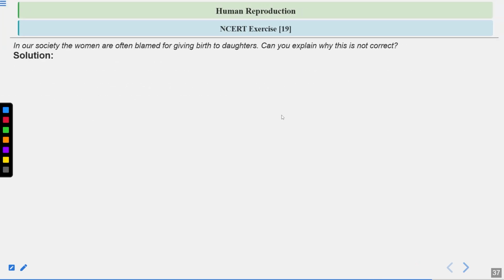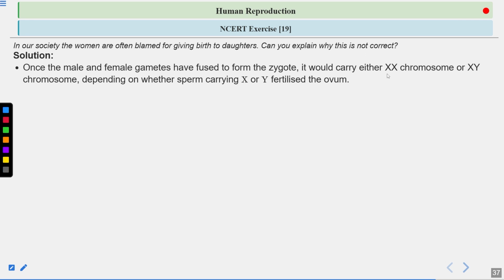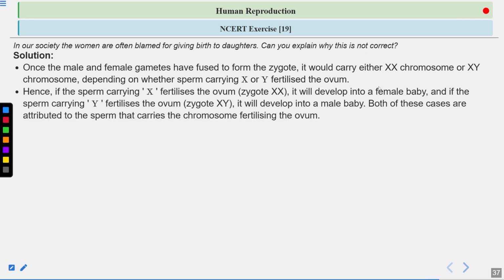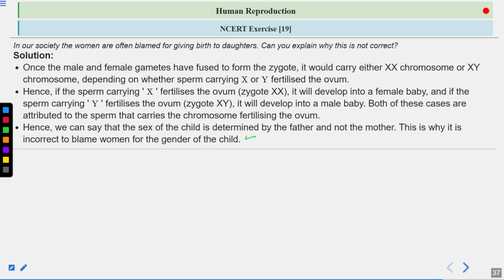Now what will happen? Males are producing two kinds of gametes, X and Y. Females are producing eggs with only the X chromosome. So if the sperm having the X chromosome fuses with the egg carrying the X chromosome, here the female will develop. If a sperm carrying the Y chromosome fuses with the egg having the X chromosome, then the zygote will develop into male.